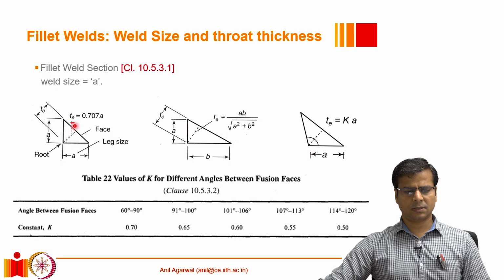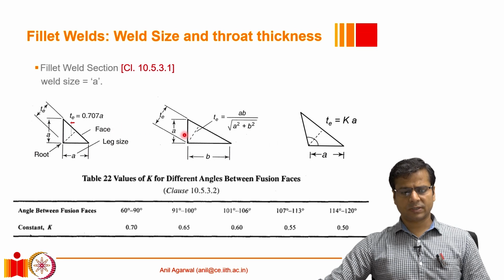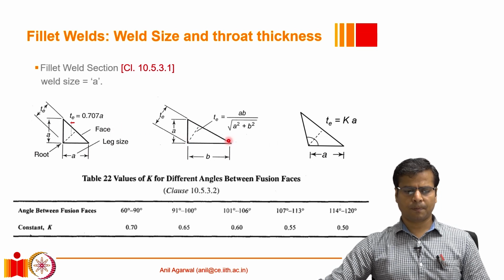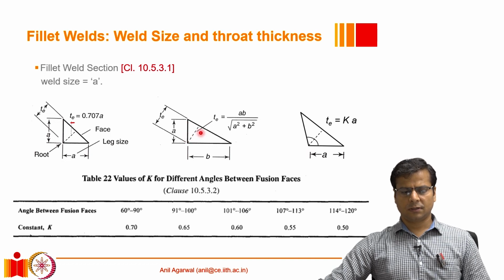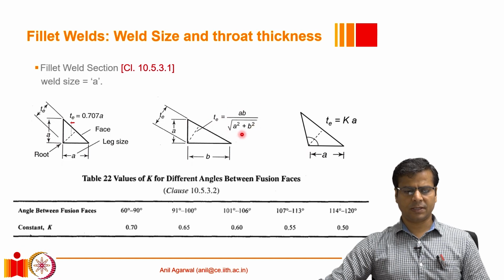And in such a case, the throat thickness can be calculated quite easily. This is basically equal to A, where A is the weld size, divided by square root 2. However, sometimes we may be required to provide fillet welds of unequal sides. So for example, in this case, the horizontal dimension of the fillet is greater than the vertical dimension of the fillet. And in such a case, the throat thickness can be calculated with this expression. It can be derived very easily using geometry.